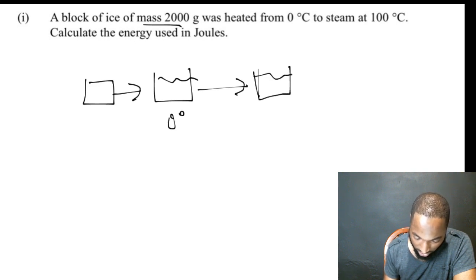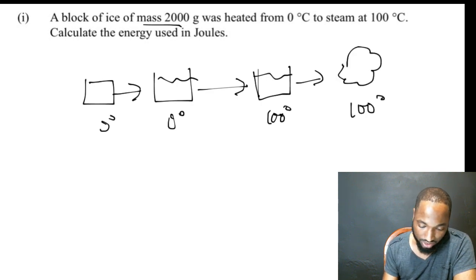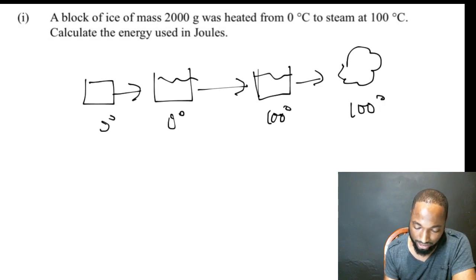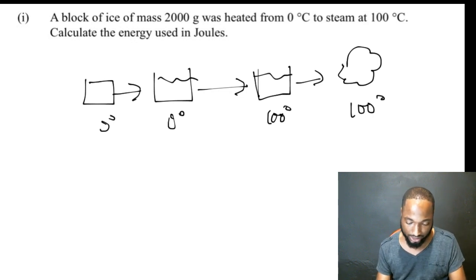So it needs to go from 0 degrees to 100 degrees. So we need to change the block of ice to liquid at 0 degrees. Then we need to heat it up. You all understand? And then we need to change it to steam at 100 degrees. That's the scenario in these kinds of questions. So let's try and walk through this step by step. I think this went for 6 marks. They gave us all the specific heats.